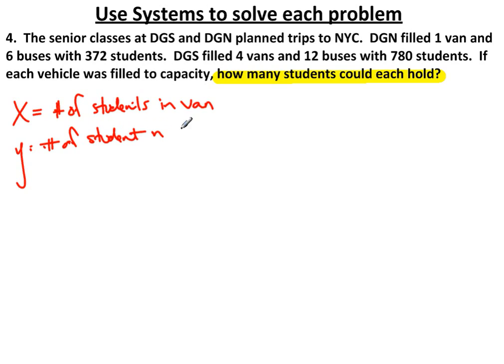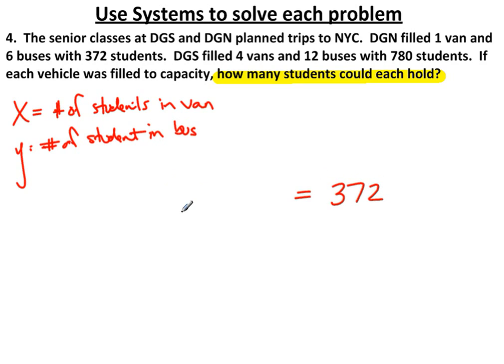Now you don't have to use the variables X and Y. I just tend to find it's a lot easier, especially if you think about our other lesson when we talked about actually using a calculator to solve. If you use X and Y, it's much easier to put the slope-intercept form into your calculator, or at least to understand which variable is which. So let's look for some totals. We had a total of 372 students. So where did that total come from? Well, it came from 1 van and 6 buses.